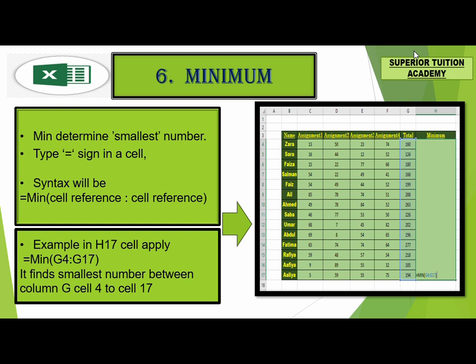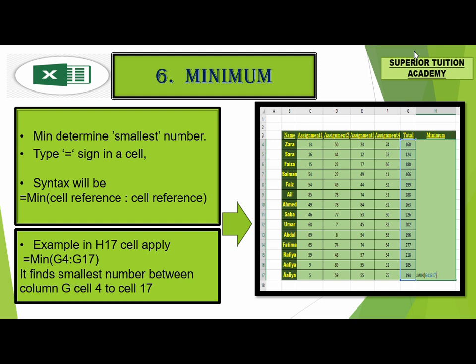Then, the syntax of minimum formula in Excel will be: type the equal sign in a cell, followed by min, followed by opening parenthesis, select the range, followed by closing parenthesis, and hit the Enter key to calculate the formula. In the given example you would see cell H17, where the formula is entered.